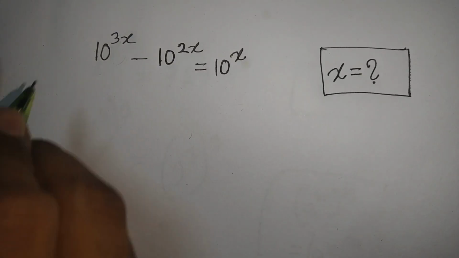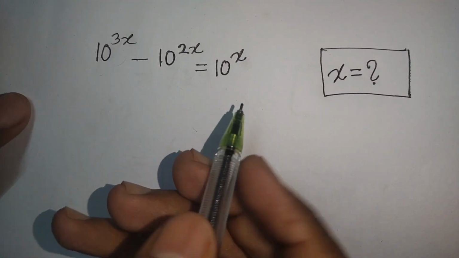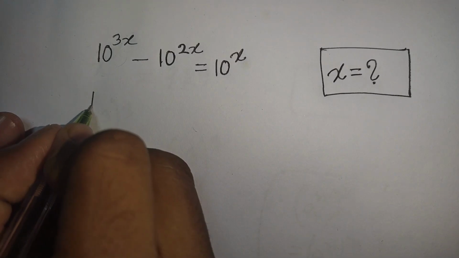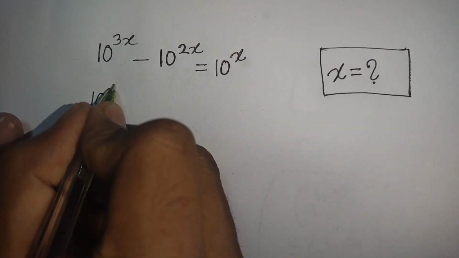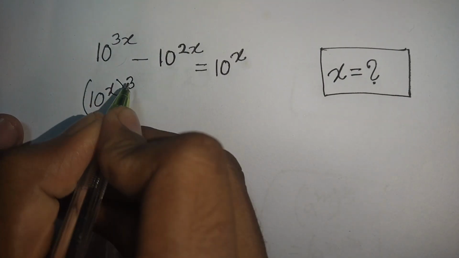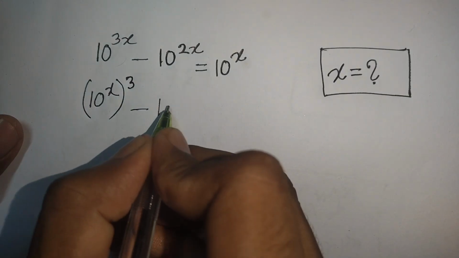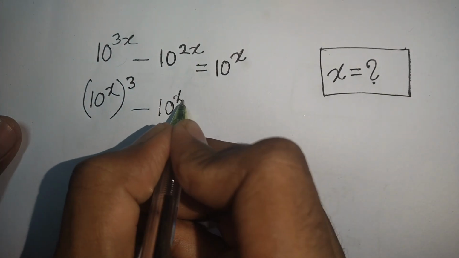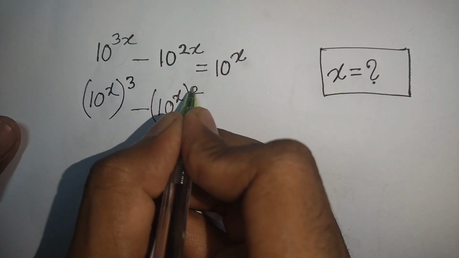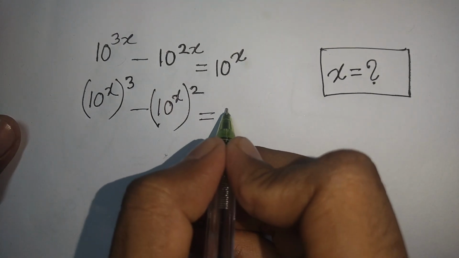How to solve 10^(3x) minus 10^(2x) is equal to 10^x. What is the value of x? So 10^(3x) can be written as (10^x)^3, then minus 10^(2x) is the same as (10^x)^2, is equal to 10^x.